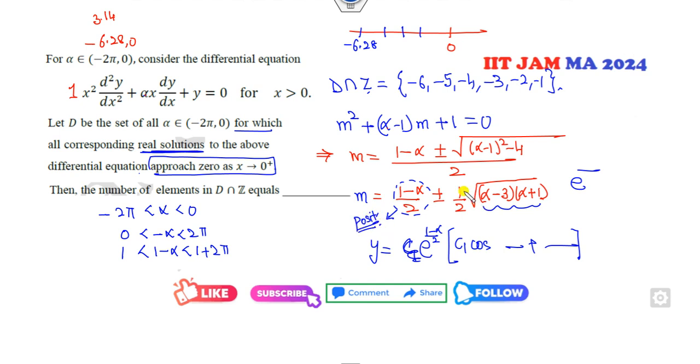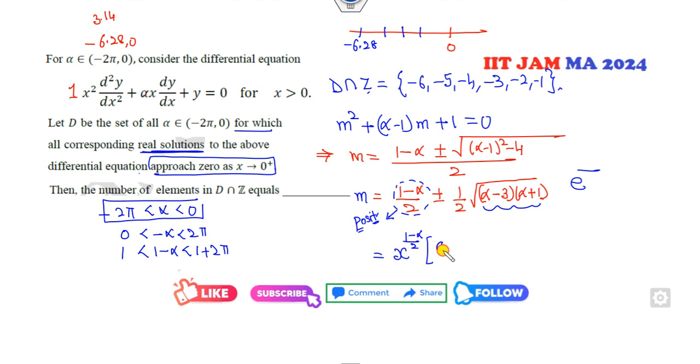Fine. This number is always positive for each alpha. So what is the meaning of that? Whatever is there, it will go to 0. Why? Because this is a Cauchy-Euler equation. So my solution will be 1 minus of this.